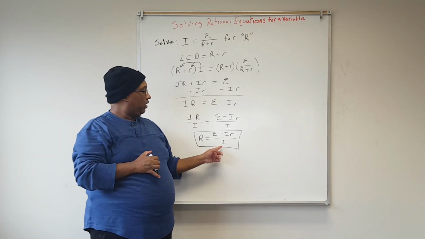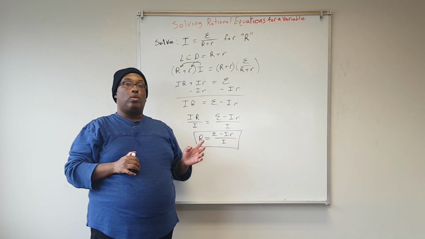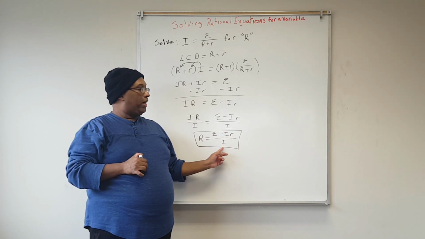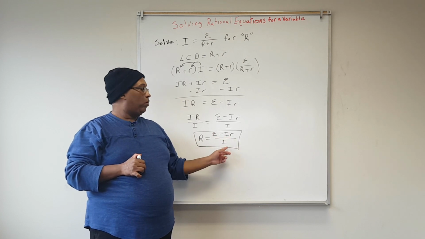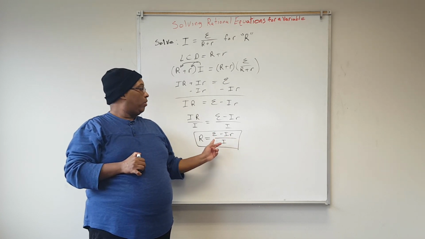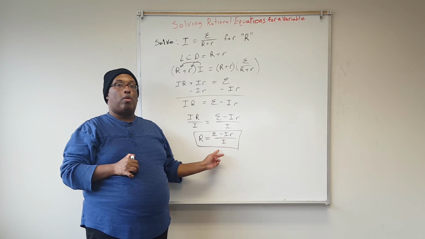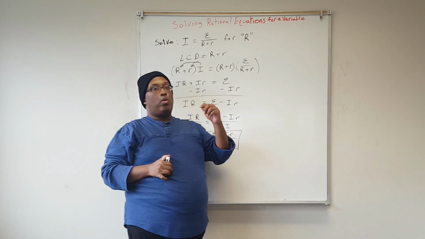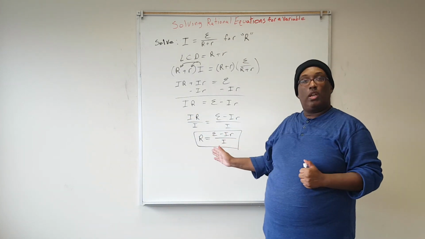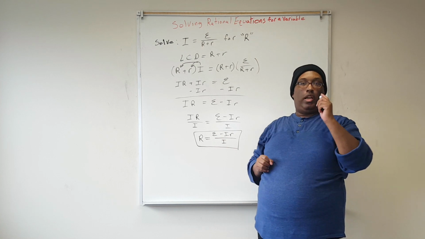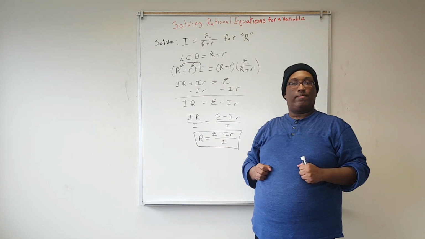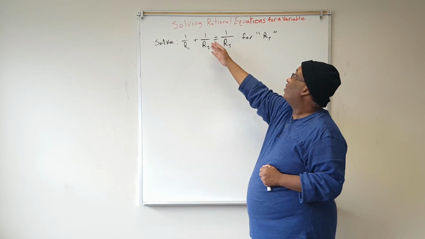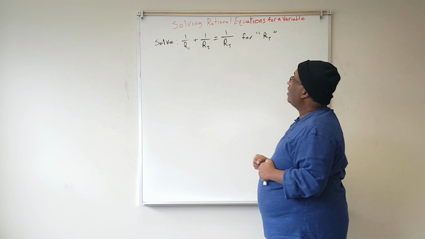Notice that these two capital I's do not cancel because this is a binomial in the numerator. We would have to divide each part of the binomial if we wanted to cancel the I, but we will still have the I over here in this part. So it's easier just to leave it as is. This is the final answer. And I'll be back real quick with another example. Welcome back. Here I am again with our final example for solving rational equations for a variable.